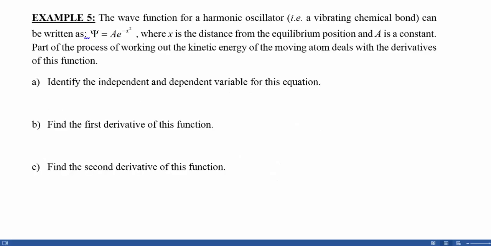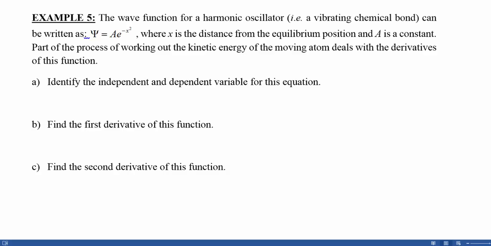The wave function for a harmonic oscillator, i.e. a vibrating chemical bond, can be written as psi equals a e to the negative x squared, where x is the distance from the equilibrium position and a is a constant. Part of the process of working out kinetic energy of the moving atom deals with derivatives of this particular function.